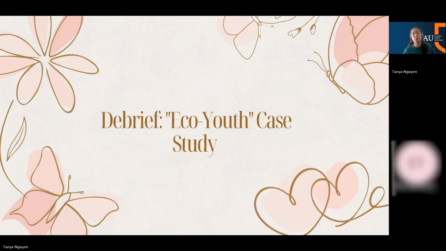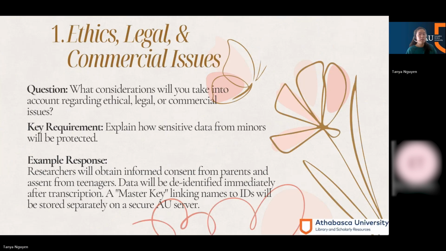Okay, so I'm going to just go over some potential responses you could have written for this case study. The first section is on ethics. What things to consider when thinking about ethical, commercial and legal issues.